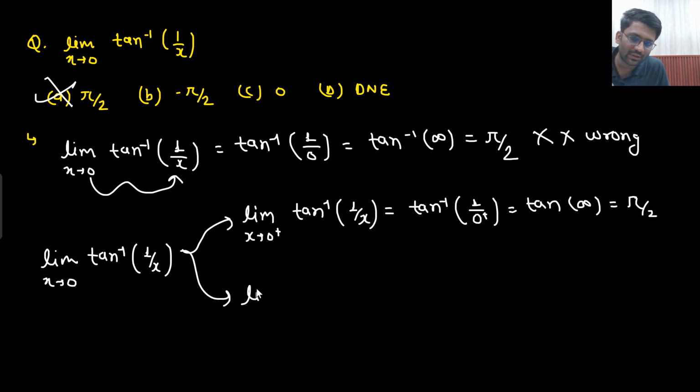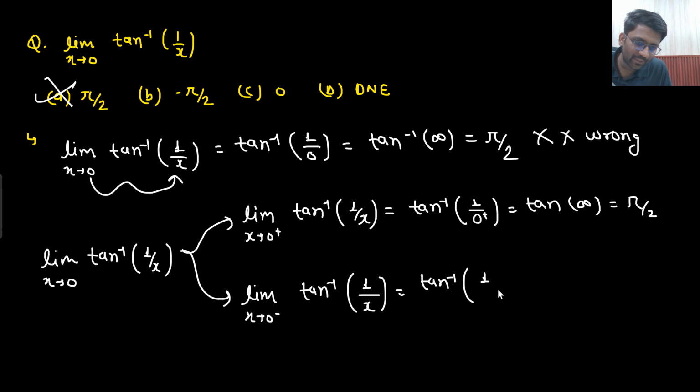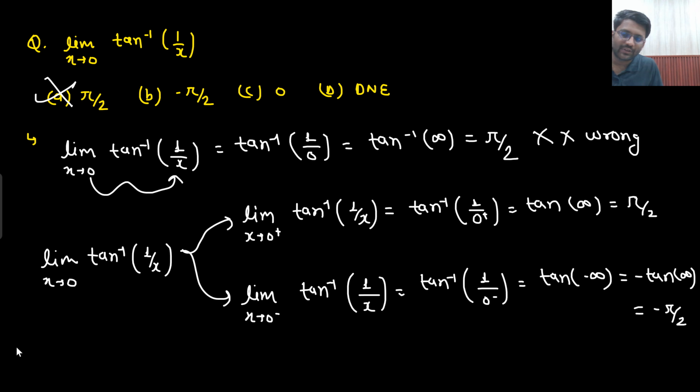But what if, sir, you put 0 minus? 1 by x, if I put 0 minus, what is 1 by 0 minus? Sir, 1 by 0 minus is nothing but tan inverse of minus infinity. And what is tan inverse of minus infinity? It could be written as minus of tan inverse infinity. And that is nothing but, sir, minus pi by 2. There you go. So what did you see here?